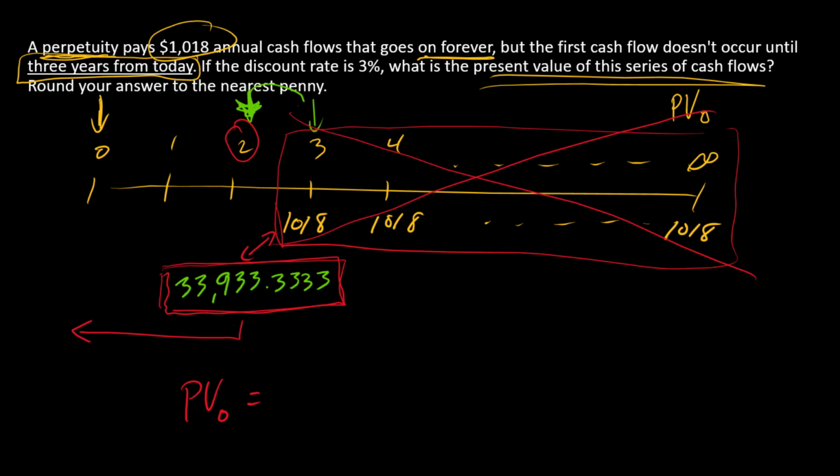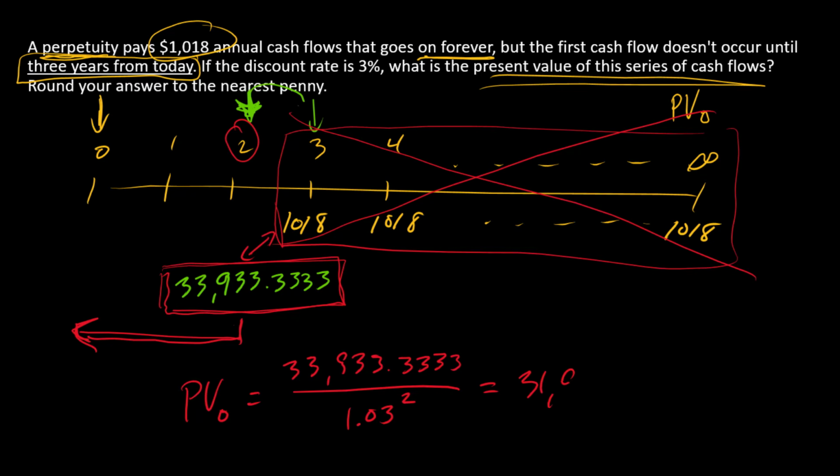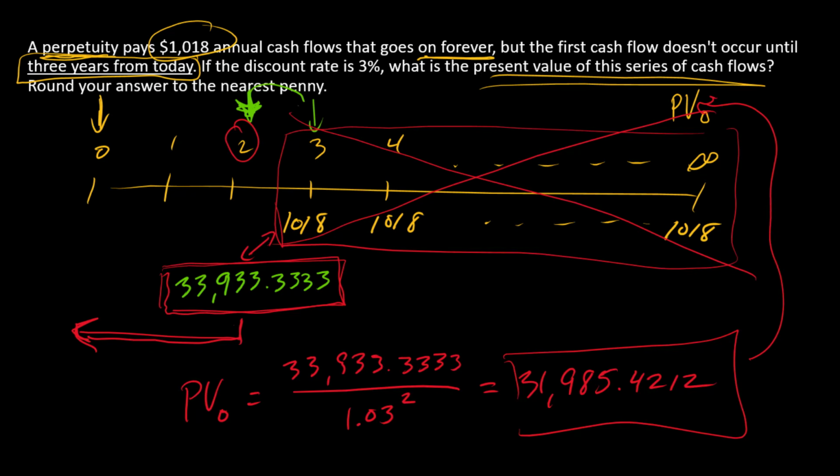And so our PV at time 0 now is 33,933.333 divided by 1 plus the discount rate. And what's our exponent now? It's a 2, right? Because we're going back 2 periods. We're going back 2 periods right here. So that needs to be a 2. So this is 31,985.4212. So there is the final answer. So that is our PV at time 0.